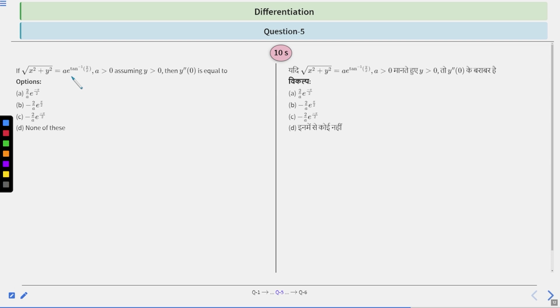This is an implicit function, right? So you can differentiate throughout and get the value of dy by dx in terms of y and x, right? Again, you will differentiate twice to get the value of d square y by dx square. As this is an implicit function, you have to take differentiation throughout. And after that you can put x as 0 to get the value of y, and then y double dash 0. Clear? So you have 10 seconds. After that we will discuss the solution.